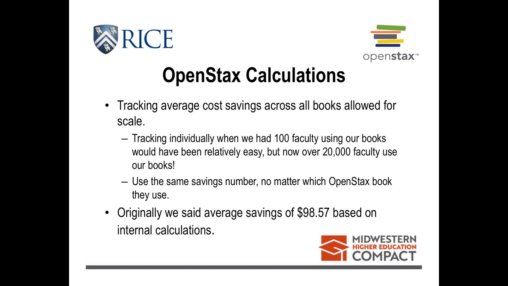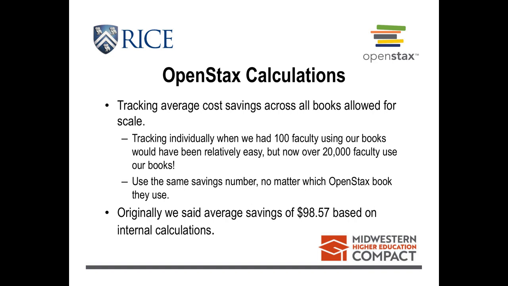Again, it wasn't a really big deal when we had 100 faculty using our books. But now that we're up to over 20,000 faculty using our books each semester, that becomes a lot trickier to do in any sort of database. I know a lot of people try to track it by individual book and say what was the cost of the book before and what is the cost of the OER. Our OER are free, so that was one factor we didn't have to worry about unless the students opt to buy a print copy, which they're welcome to do. But we decided that using the same average savings number no matter which book they used was going to be the easiest way for us to scale that.